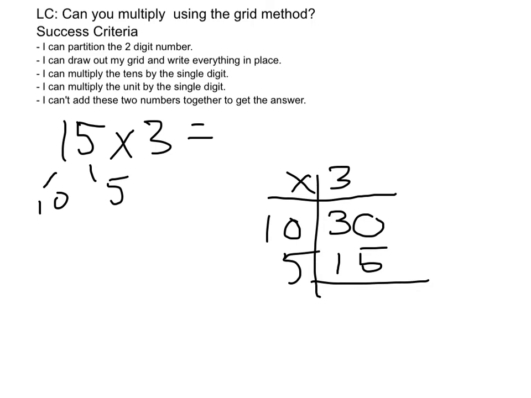I now need to do my final step, which is to add those two together. So I'm going to go 5 plus 0 is 5, 30 plus 10 is 40, add the 5 is 45. And I've got my answer.